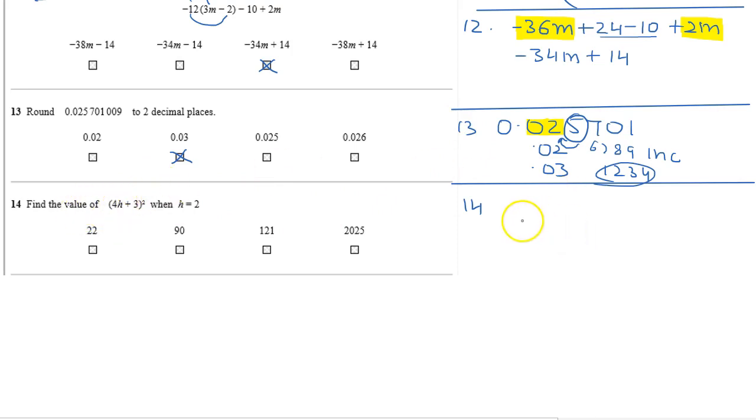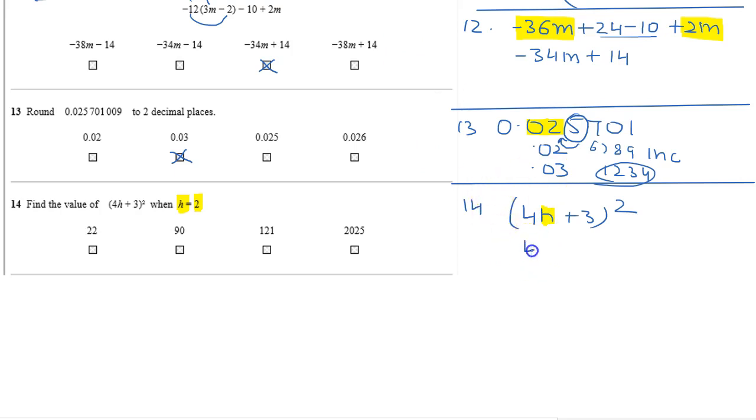Find the value of (4h + 3) square. That is 4h plus 3. Now we have to replace h. This h we replace by 2. We have done a previous question like that.